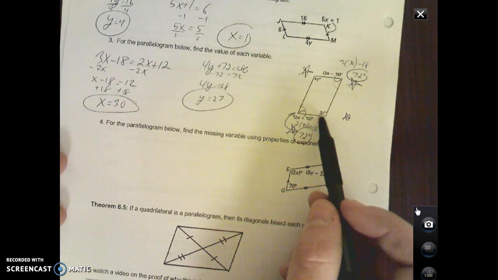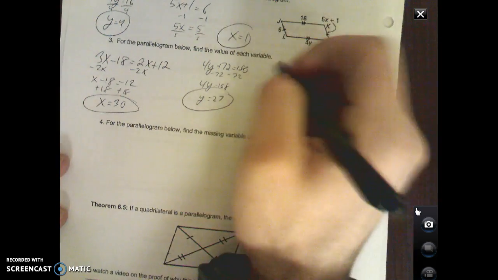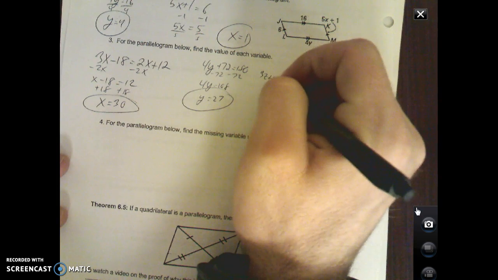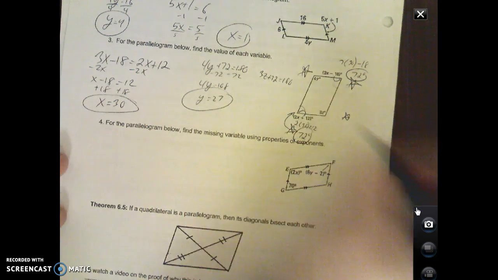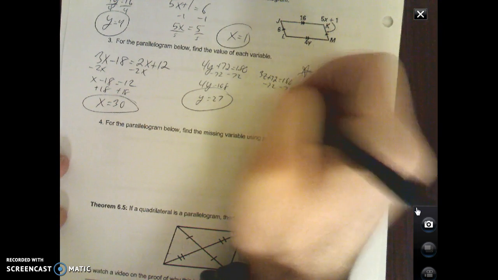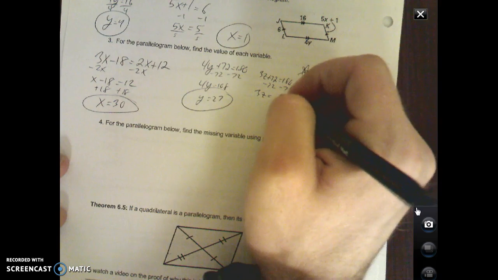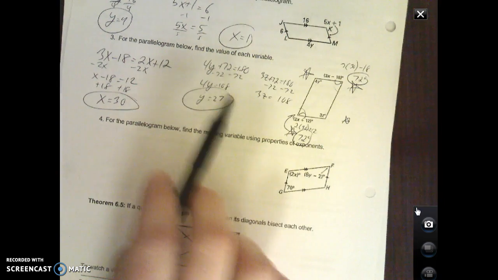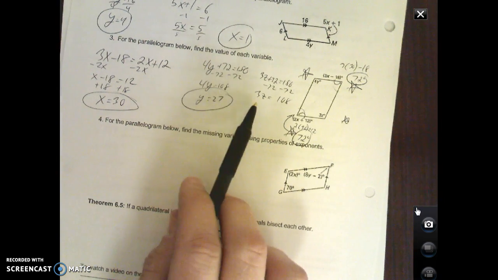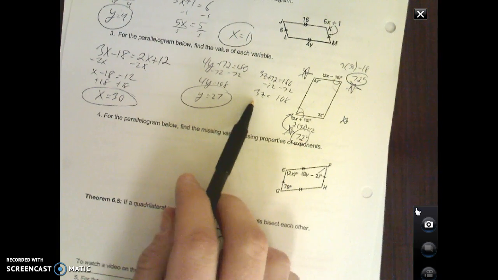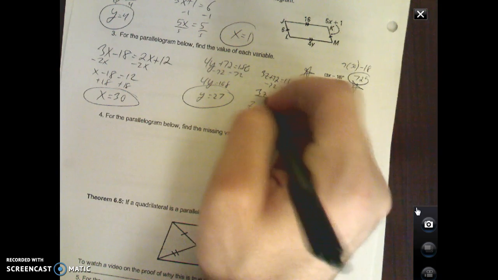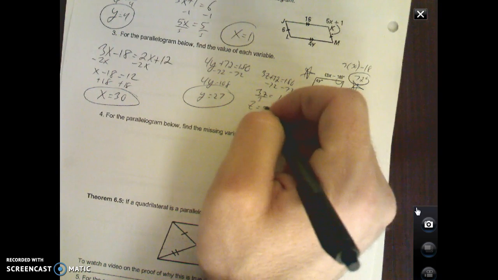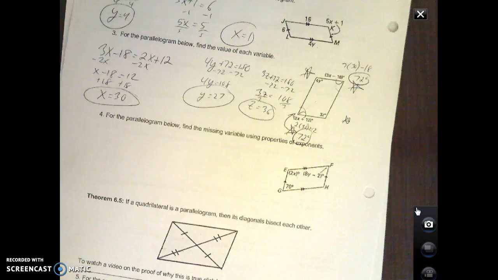And I'm doing the same thing here. Same idea. 3z is right next to this one. So 3z plus 72 equals 180. Subtract 72 over. By the way, just a quick note. You see how over here I had 4y equals 108 and right there I have 3z equals 108? That's good news because I know they both have to be congruent to each other. Just a heads up. Divide by 3. Z equals 36.